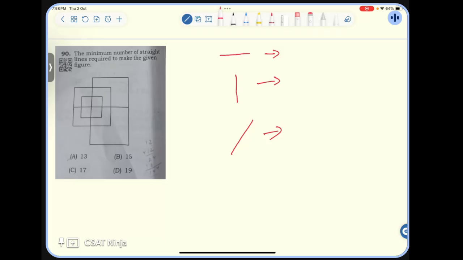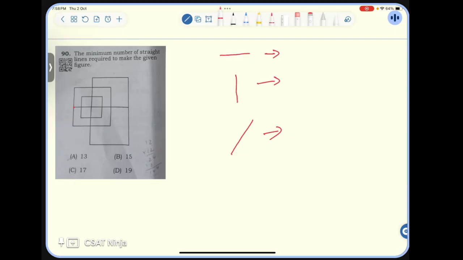So now let's check for this one. The question here is the minimum number of straight lines required to make a given figure. Whenever you are finding straight lines, always remember, start from one point and go until there is no breaking point, or until there is a turning. Until and unless there is a turn, okay?